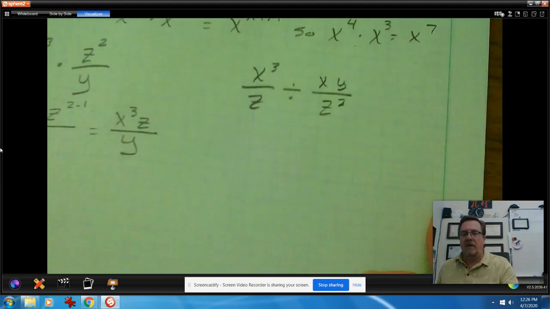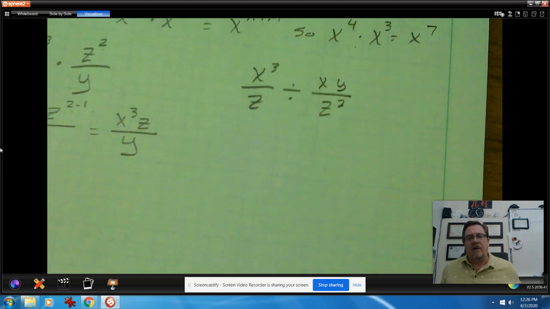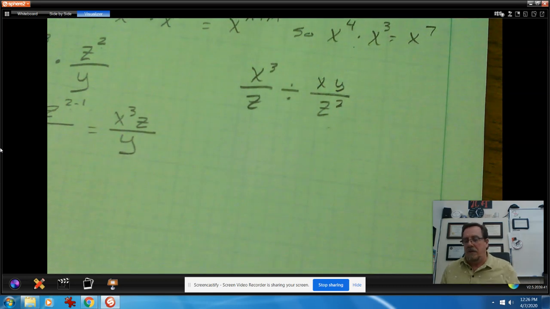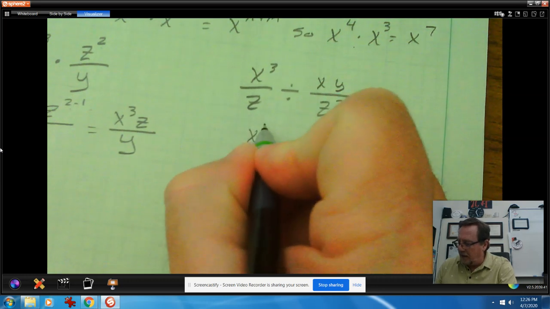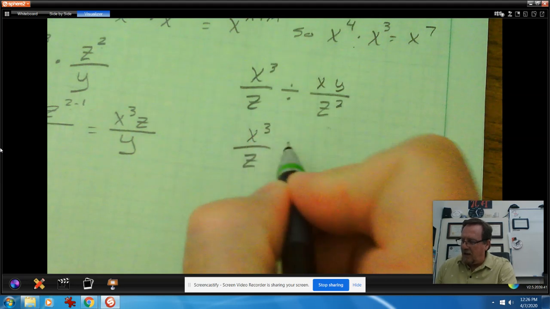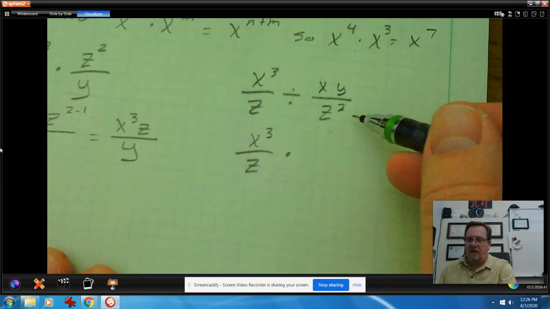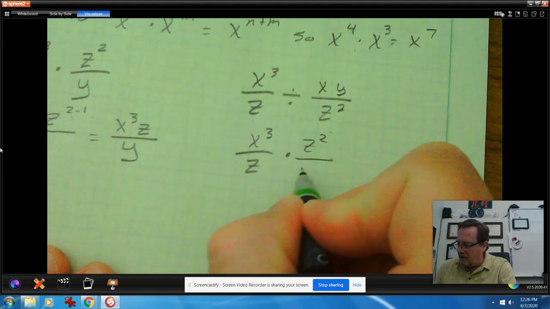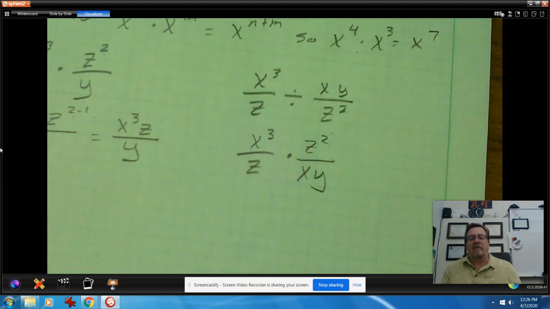All right, moving on. We have over here x to the third over z. Now we're going to divide by z squared over xy. Isn't it? Yeah. So what do we do with division problems? Copy, dot, flip, they said from elementary school. So hopefully we're going to keep that first term, x to the third over z, but now we're going to change the division into multiplication, and we're going to flip this one upside down to make it z squared over xy.